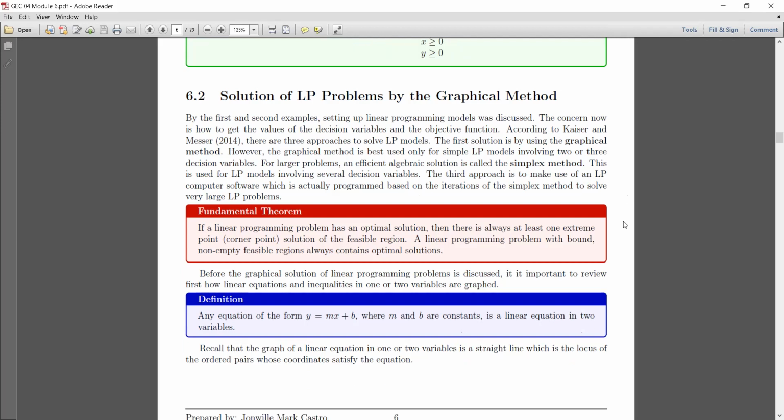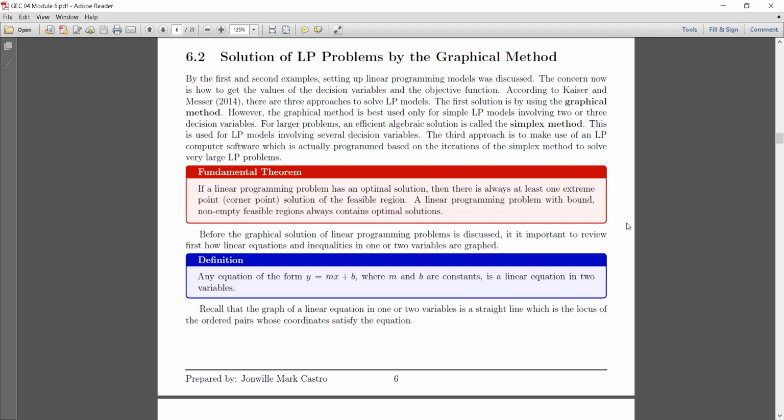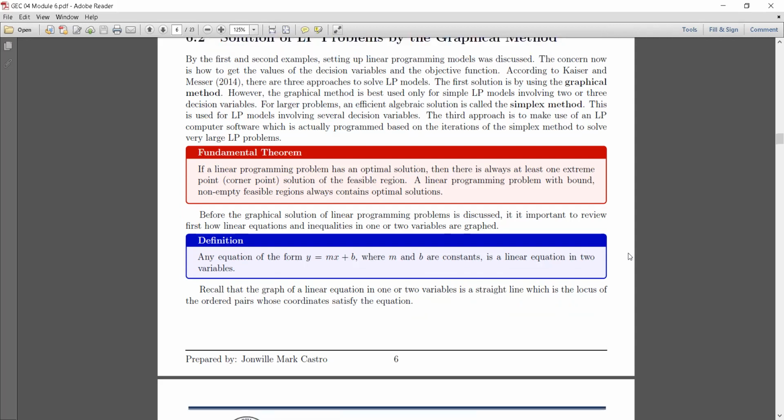So, paano natin masosolve yung isang LP problem? So, meron tayong fundamental theorem dito. If a linear programming problem has an optimal solution, then there is always at least one extreme point or corner point solution of the feasible region. A linear programming problem with bound non-empty feasible regions always contains optimal solutions. So ano yung sinasabi niya? Kapag drawing mo yung graph ng mga constraints mo, kapag merong solution yung LP problem mo, mahahanap mo to doon sa mga extreme points or doon sa mga corner points nung region mo. Okay? So, titingnan natin yan mamaya.